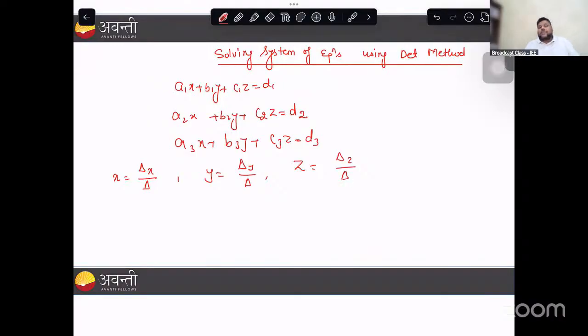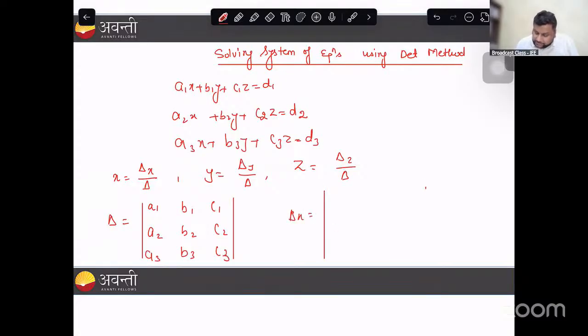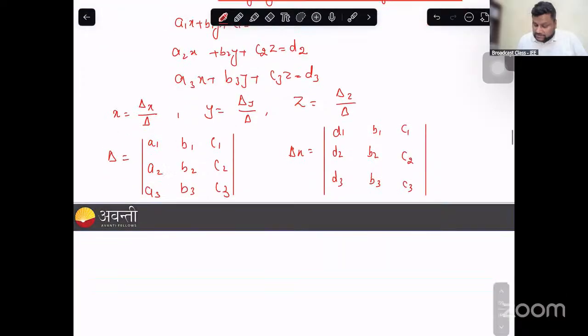Remember this thing I have told you while I started with the determinants. Now, what is delta? Delta is the determinant made with the coefficients of x, y, z. So it is a1, b1, c1, a2, b2, c2, a3, b3, c3. Now delta x is what? In delta, remove the column of x, meaning a1, a2, a3, and in place of that, write the constants from the right side, d1, d2, d3. So d1, d2, d3, b1, b2, b3, c1, c2, c3.